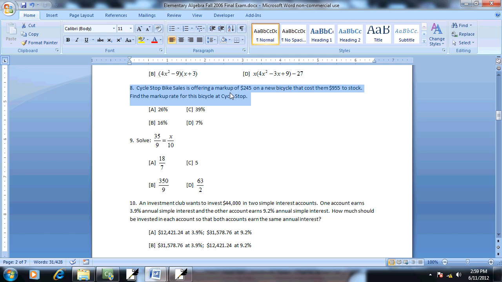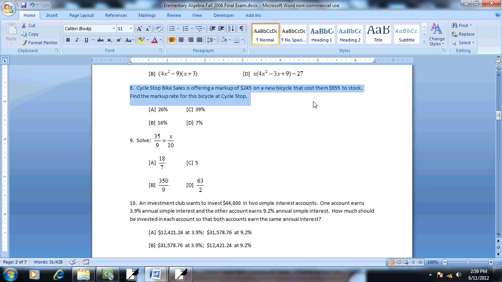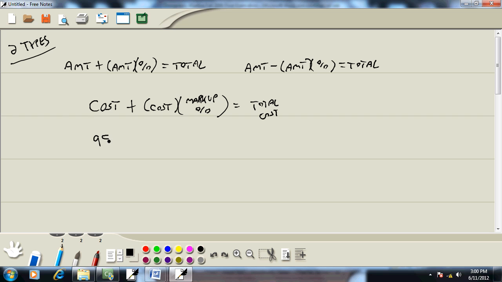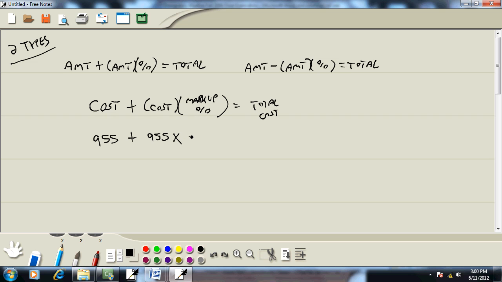Markup, well, that means we're increasing it. So we're going to have our cost plus our cost times our markup percent is going to give us our total cost. Well, they tell us that it costs them $955 to stock. So they're telling us the cost is $955. And this will be $955 here times the markup percent. That's what we're trying to find. They say find the markup rate. So that'll be our X.